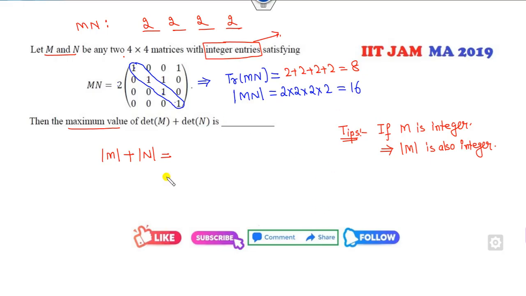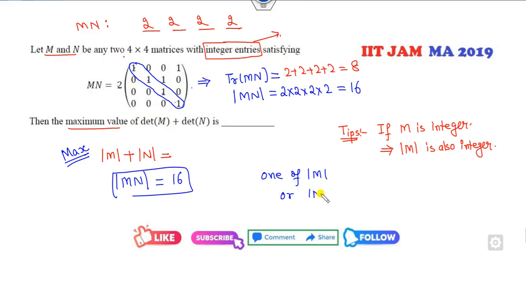Clear? Now what we have obtained is the determinant of MN is 16, and you need the maximum value of this. So what is the maximum integer of this? Clearly, if one of these values is 1 and the product of them is 16, then the other will be 16. That could be the only maximum value. So what is the answer? 1 plus 16, so 17 is the right answer. This is the most crucial thing.